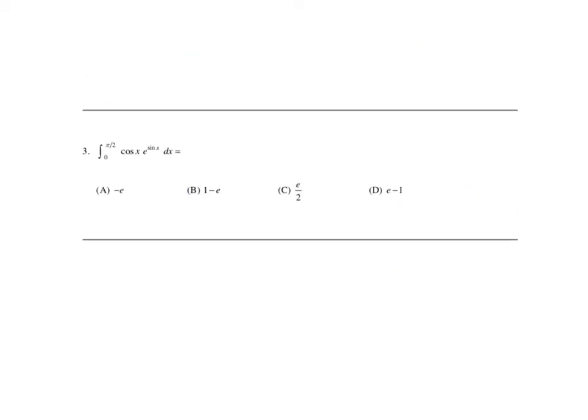For number 3, the answer will be D. It's funny, this problem looks a lot more complicated than the last one, but it's actually going to be more straightforward. So if we let u be the exponent, so if u is sine x, du dx, the derivative of sine is cosine, so I'm just going to write du over cosine is dx. So my integral, so I have cosine x e to the u times du over cosine x. Simplifies nicely.